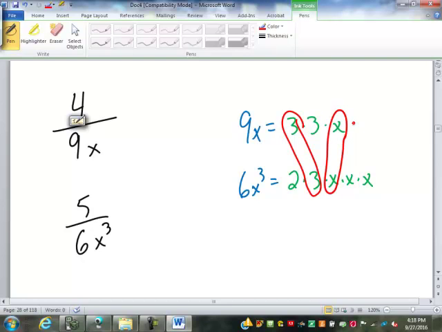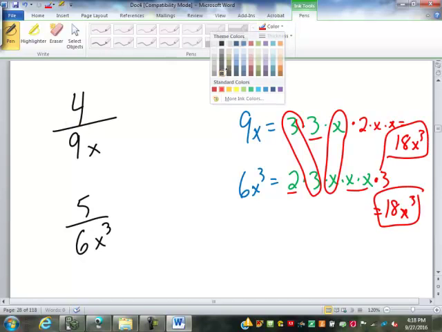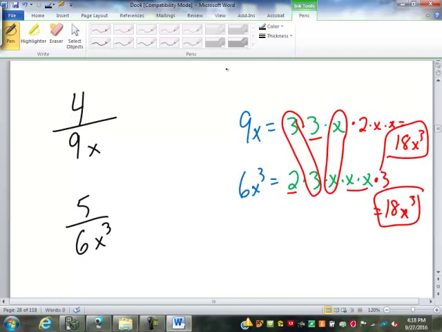What's this top one need to have? A 2 and 2 x's. So times 2 is 18. X, and x is x to the third. What's this one need to have? The 3. So 6 times 3 is 18, and we have the x to the third. What do you think? Not bad? Okay.